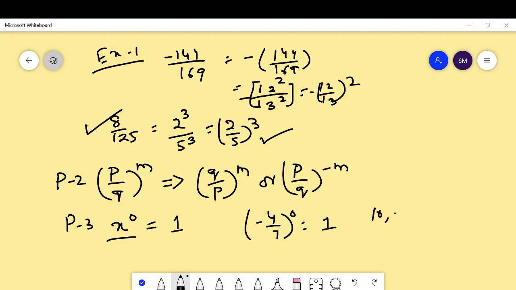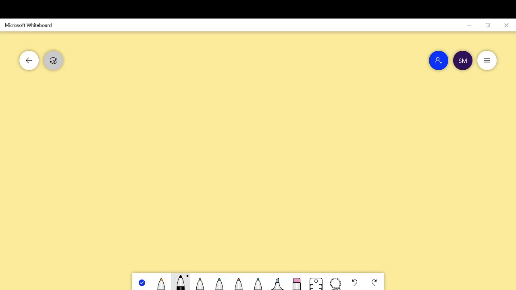Suppose 10 lakh, then to the power 0, which is also 1. Any number when the exponent is 0, then the value is 1. Okay. Then let us discuss some more properties.